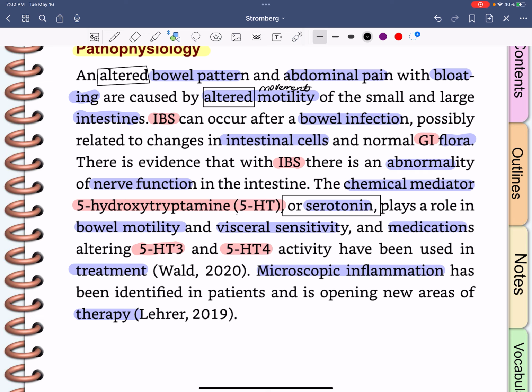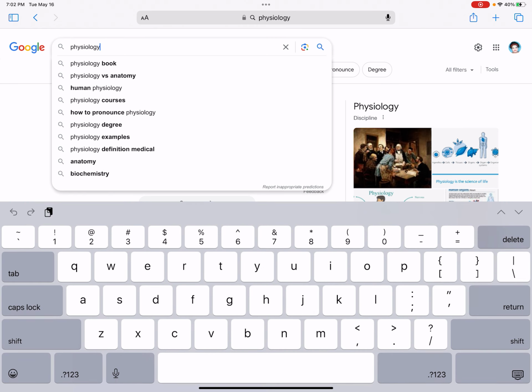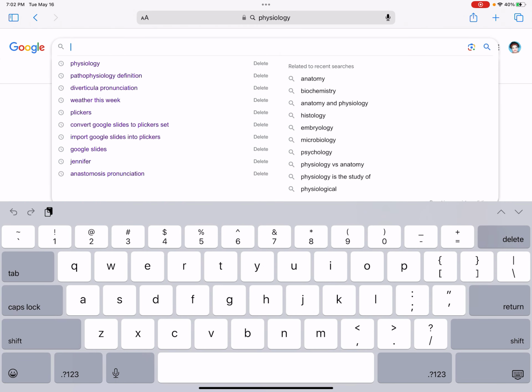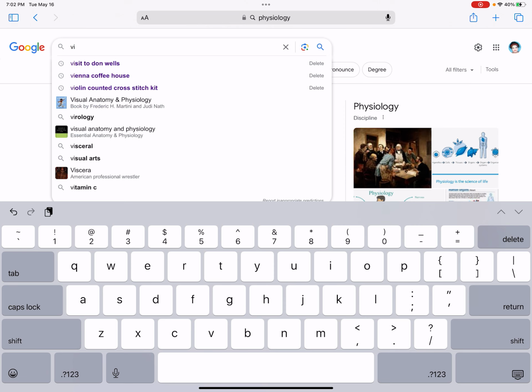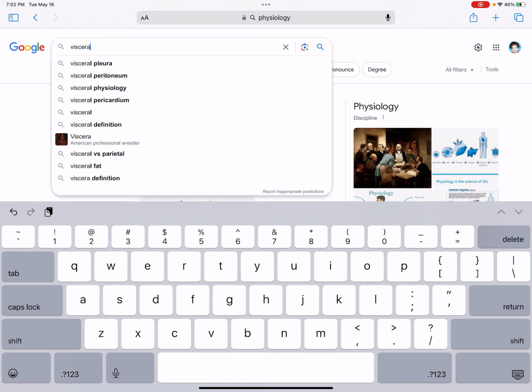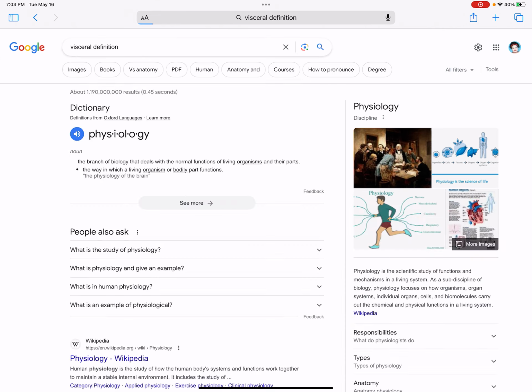Okay, this word visceral, I'm going to show you how to look that one up. I know what it means to me, but I'm not sure that I have the right meaning. So I'm going to go to Google, and I was going to show you on physiology, but that one I think we know. So let's look up one that's not as common. So visceral is the word. And I want to know the definition of visceral.